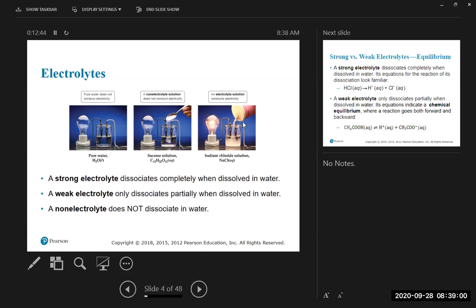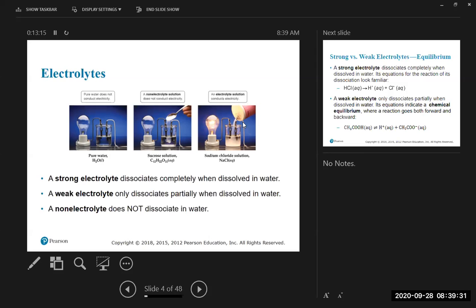So pure water, in the first photo, does not conduct electricity, so it doesn't have any electrolytes in it. In other words, there's no ions floating around in pure water. There's just the water molecules. And it's the ions that allow you to conduct the electricity. It's actually really, really difficult to make pure water because there's always some kind of residual ion in there. So it's really hard to get water without any ions.